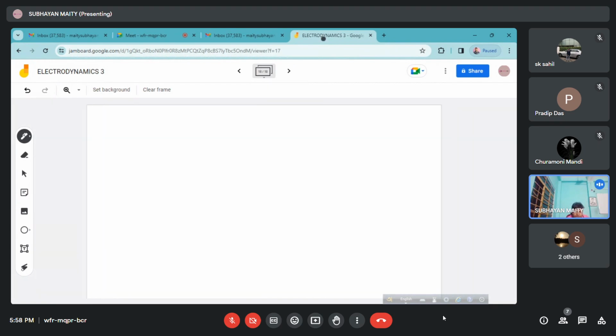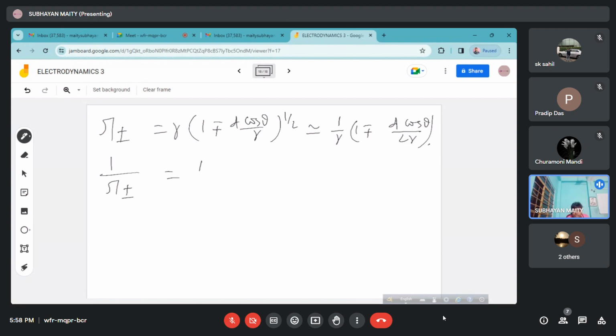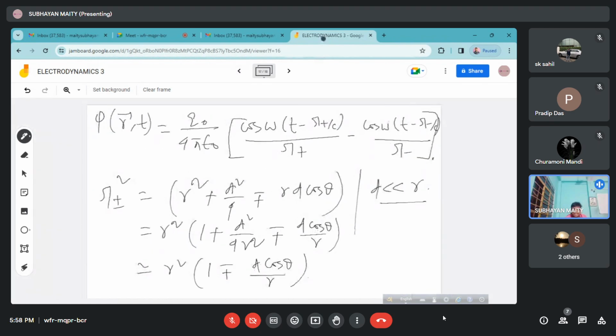So from here r plus minus will be r of (1 minus plus d cos theta by r) whole to the power half, which is nearly equal to r times (1 minus plus d cos theta by 2r). Okay. So 1 by r plus minus is equal to 1 by r times the whole to the power minus 1, so it will be 1 plus minus d cos theta by 2r. Okay. Now you can put this one here.